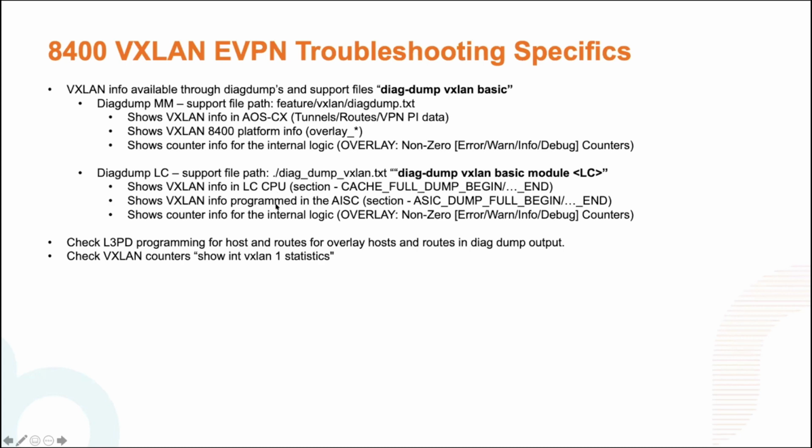So these two are different, whatever you saw in the MM and on the LC. And it has multiple categorization, like errors, warnings, info, and debug. So you would need that. And remember, mostly once the tunnel is up, VXLAN is only a transport medium.